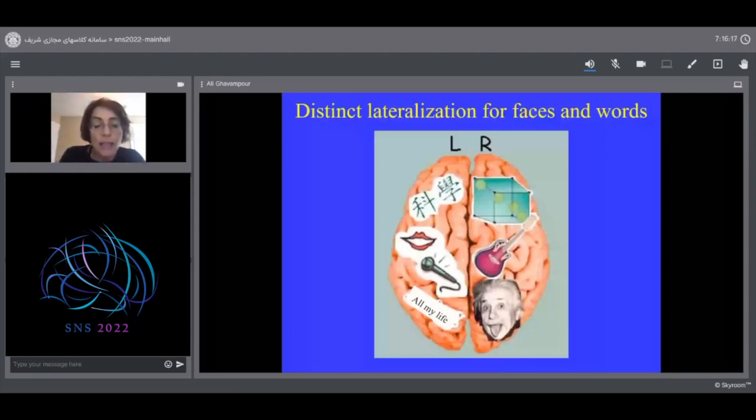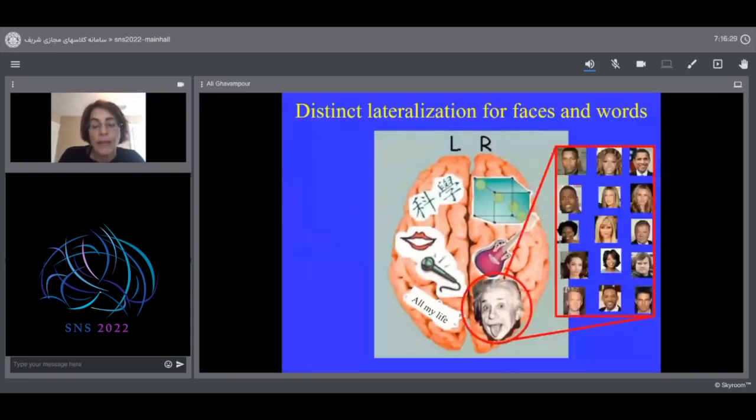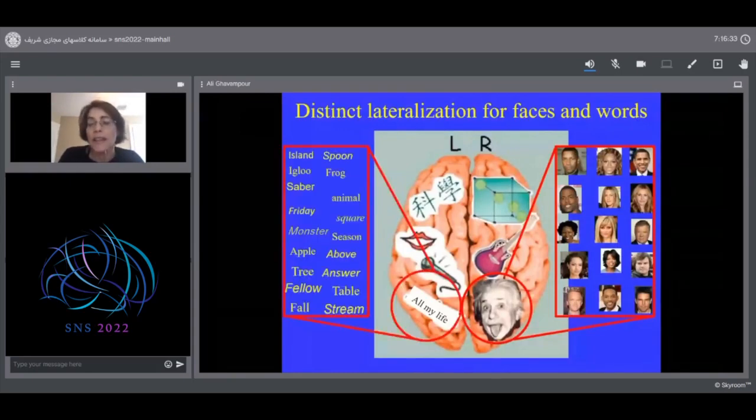Faces on the one side, words on the other side.